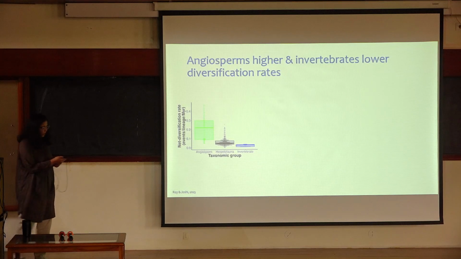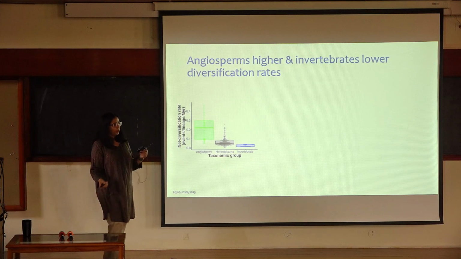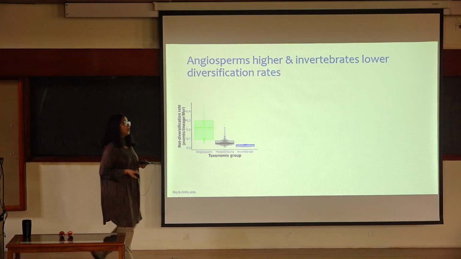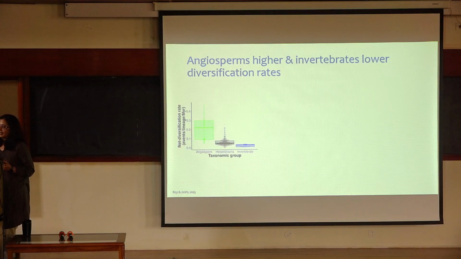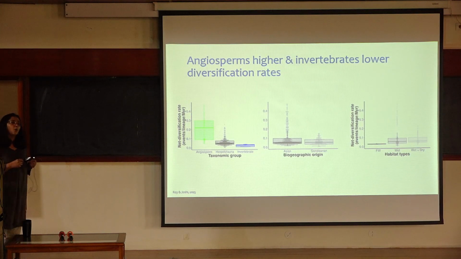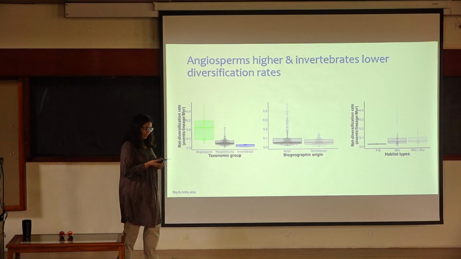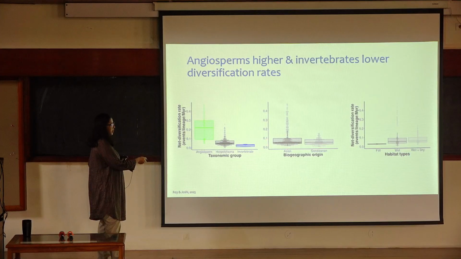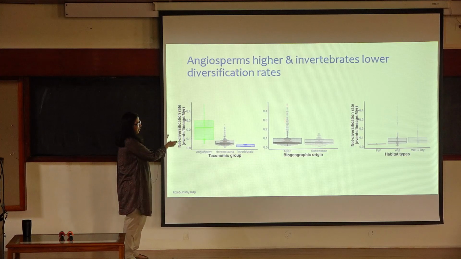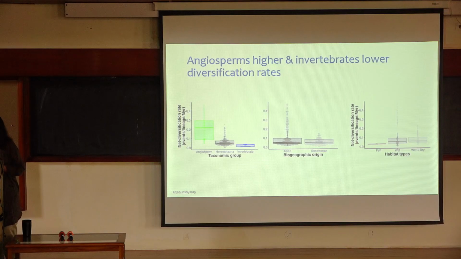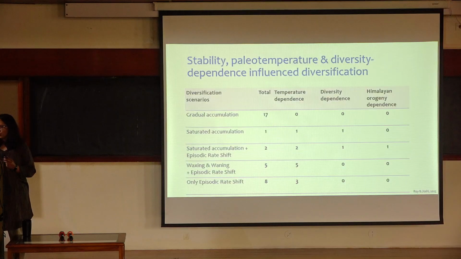What did we find? Indeed, angiosperms, as predicted in the literature, have much higher speciation rates as compared to the invertebrates and other vertebrates which were in our data set. Interestingly, where they come from and what their biogeographic origins are didn't show a statistically significant difference. These are the Asian species or groups with Asian origins and a Gondwana origin. But what is really interesting is the variance associated with the Asian group. And again, habitat didn't seem to have an important role, but their evolutionary history, who they are, had a much more important role.